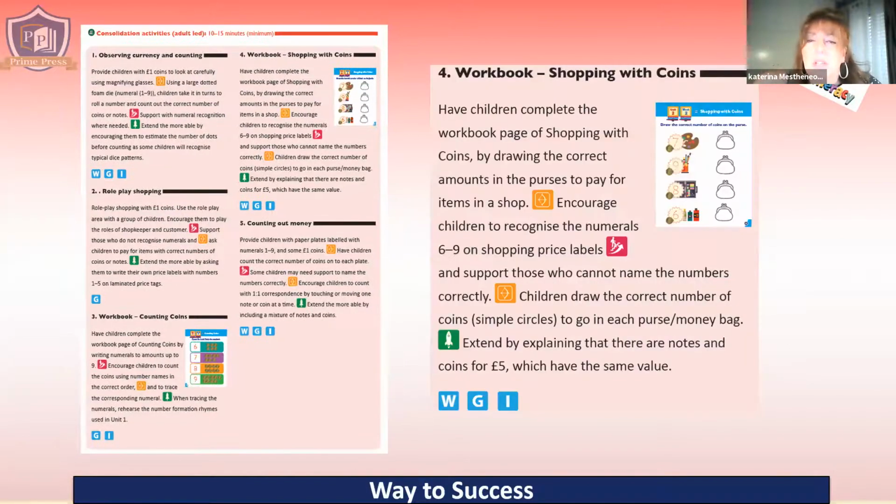This is a close-up of one of the activities. So this is the fourth one with the workbook, shopping with coins. I'll give you a minute just to look at that.